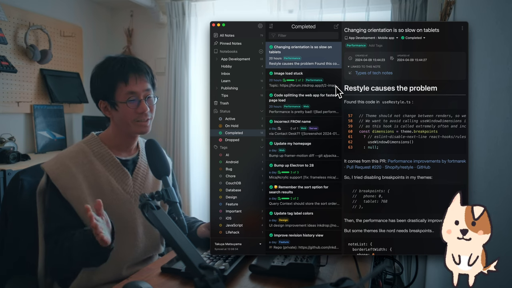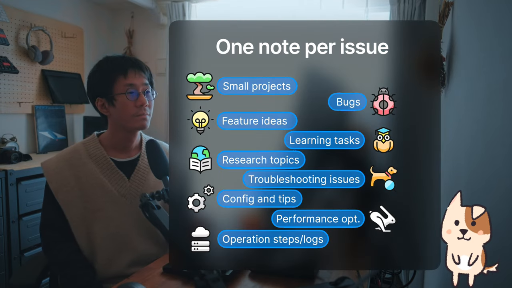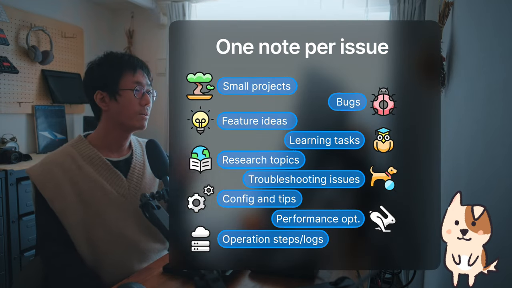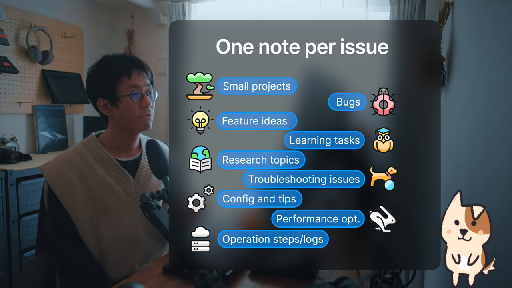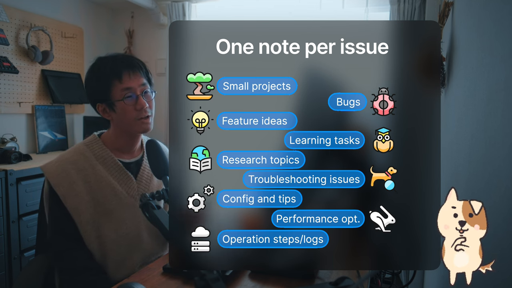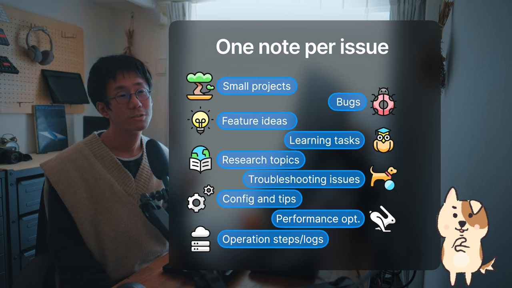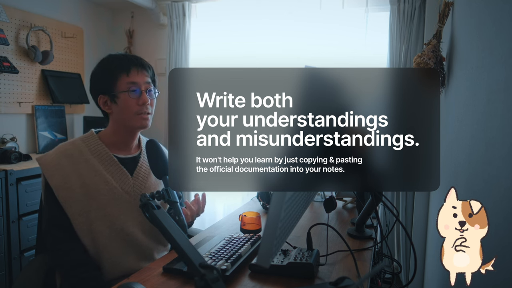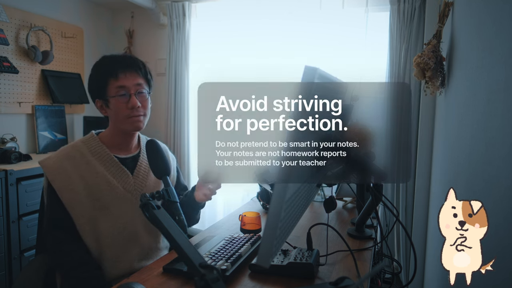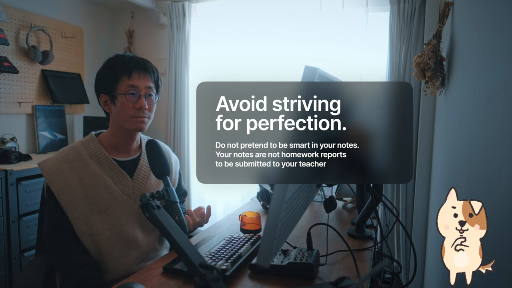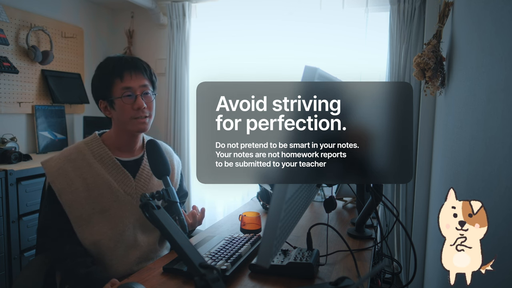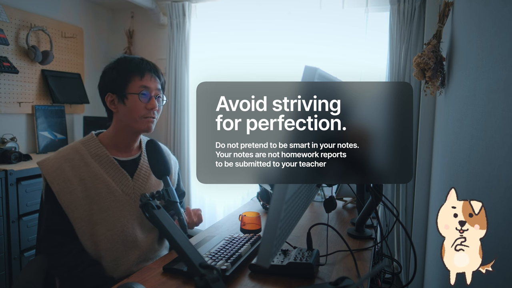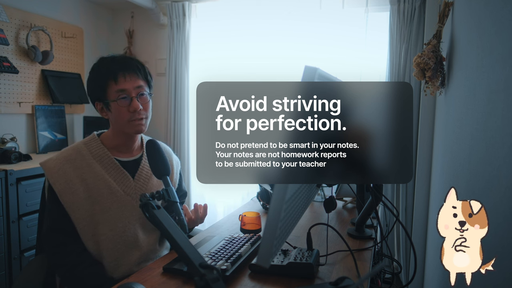Cool. Exactly, Inu-san. Okay, to wrap up this part, here are the key points. A simple rule, one note per issue. You should focus on writing issues such as bugs, feature ideas, learning tasks, research topics, troubleshooting issues, and so on. Write both your understandings and misunderstandings. And avoid striving for perfection. Do not pretend to be smart in your notes. Your notes are not homework reports to be submitted to your teacher.